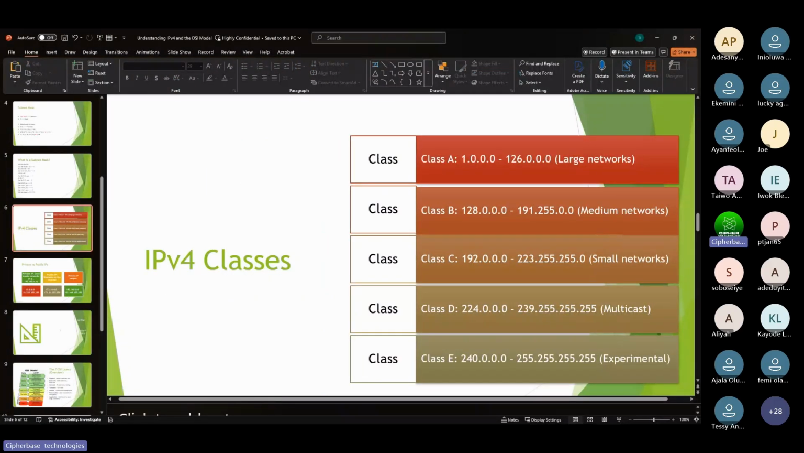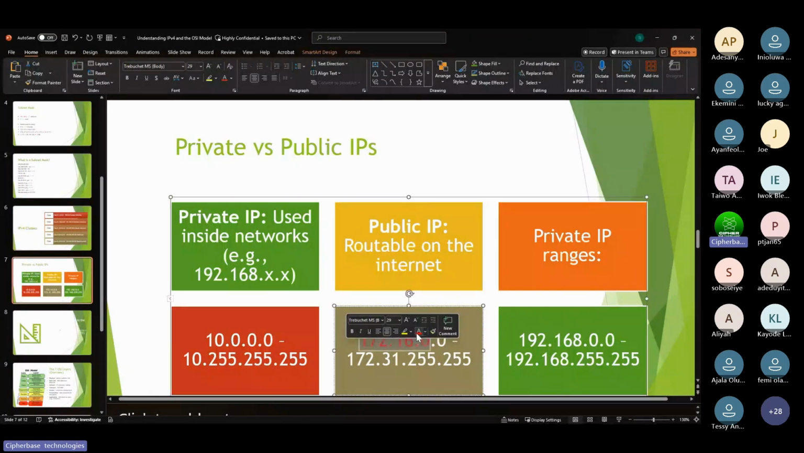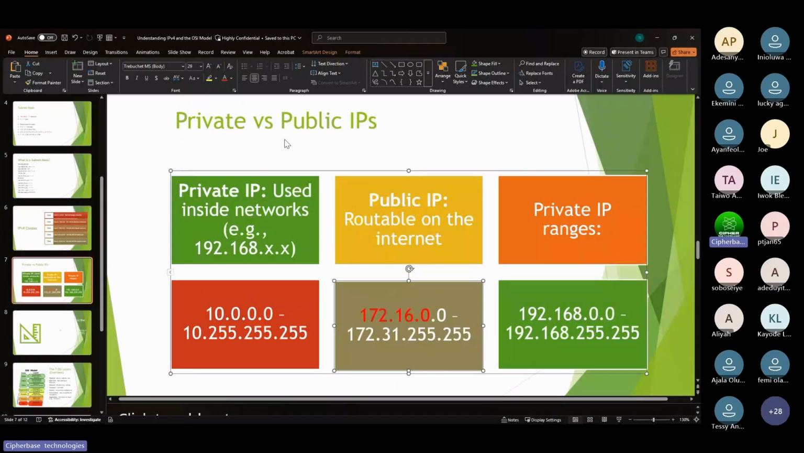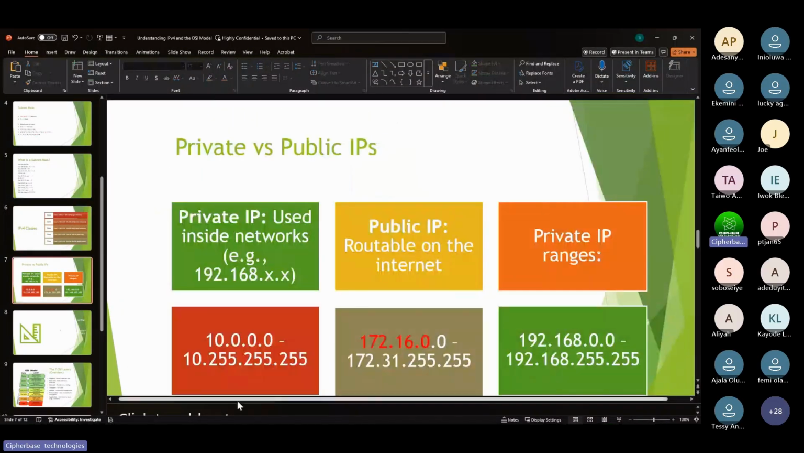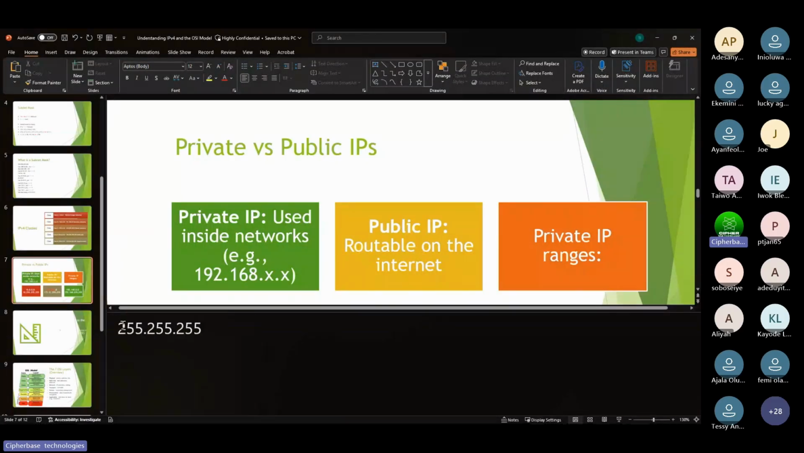The bigger area is called the network, which I've explained earlier. Let me mark it like this. This is called the network. I will explain private IP and public IP. The last part is the host. Then 255.255.255.0 means the first three parts, which is this one, are the network.